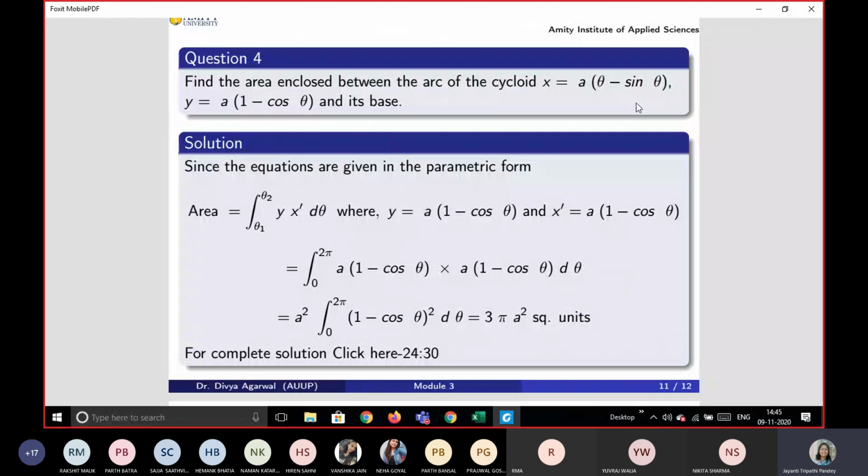Now focus on this question. See, here it is a parametric equation. X is this, y is this, and its base. So the formula is, instead of t, you have theta: theta 1 to theta 2, y x dash d theta, where y is this, and when you find x dash, you differentiate and see what you are getting. Now what is theta 1 and what is theta 2?